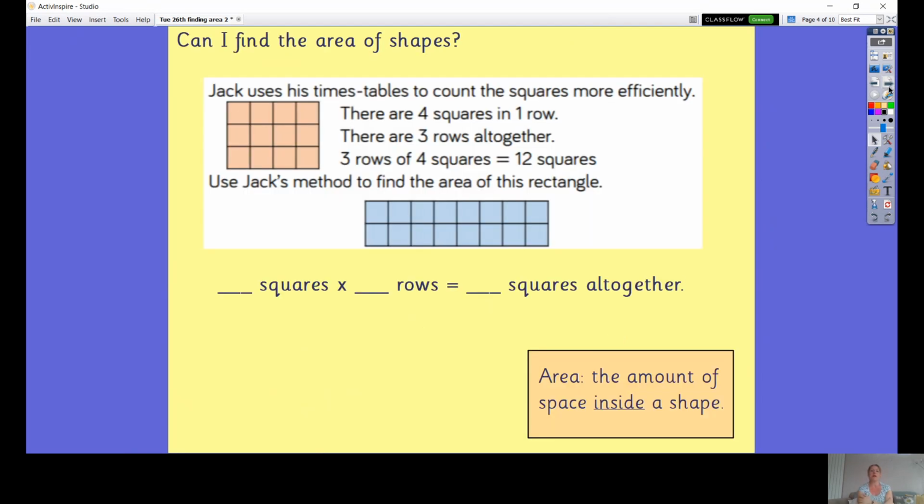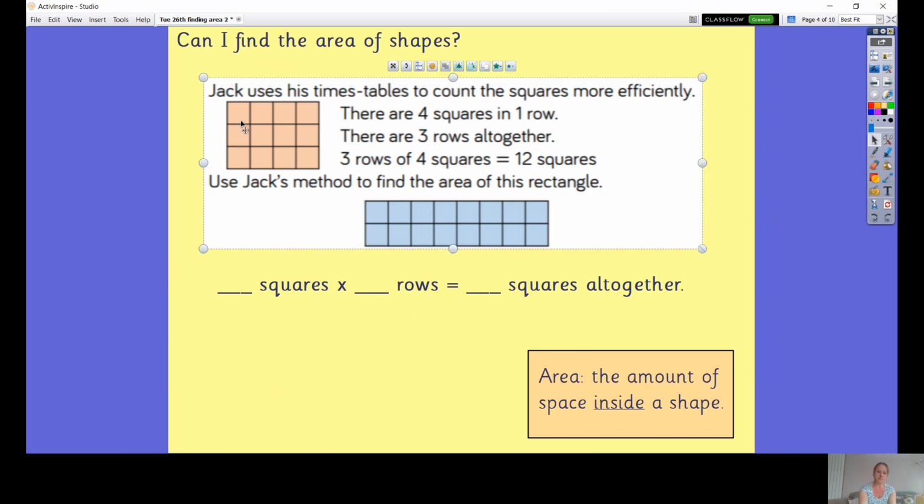Okay, so Jack uses his times tables to count the squares more efficiently. There are 4 squares in 1 row. So if you look at this, 1, 2, 3, 4 squares in 1 row. And there are 3 rows altogether. So it's 1 row there, and 2 rows, and 3 rows. So 3 rows of 4 squares equals 12. So I did 4 times 3, or 3 times 4, and the answer is 12. Okay, so I've used my multiplication tables, my times tables, to count those squares more efficiently.